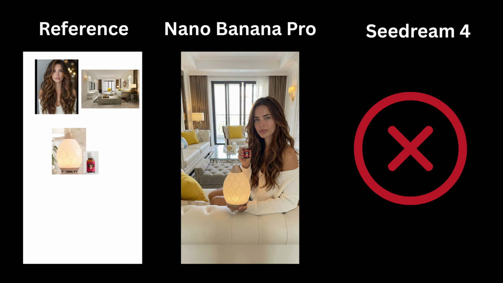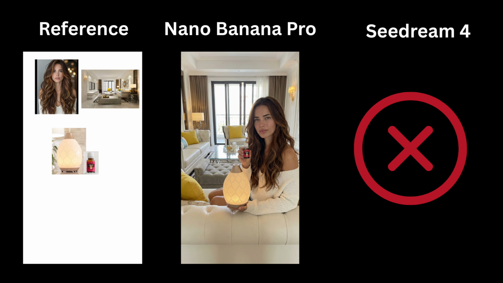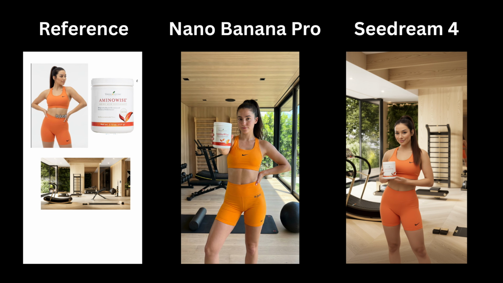NanoBanana Pro blended everything seamlessly. Skin texture looks natural and realistic. Has human-like imperfections, not overly smooth or plastic. Lighting matches the scene. Seedream 4.0. Failed when using 4 references. Winner, NanoBanana Pro. Test 3.